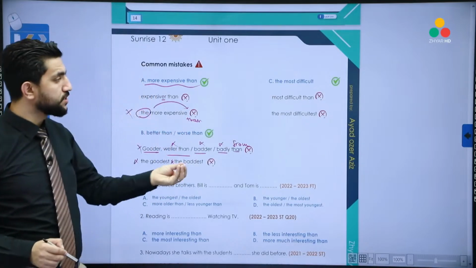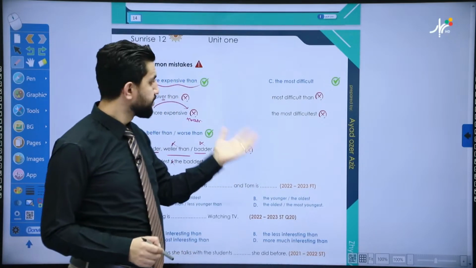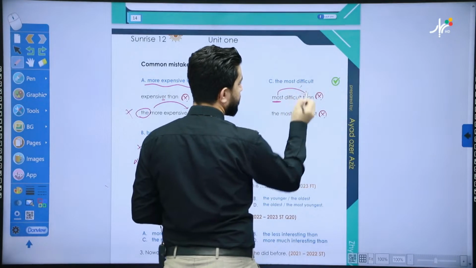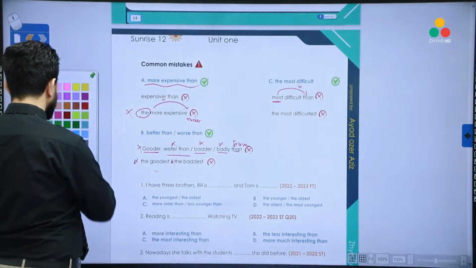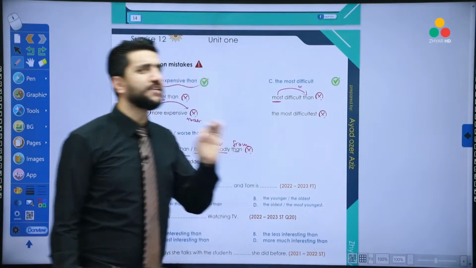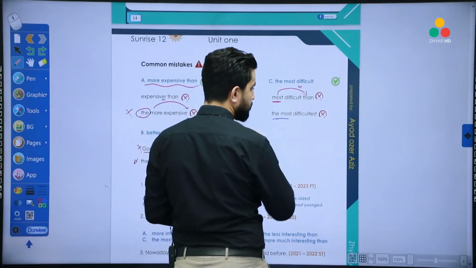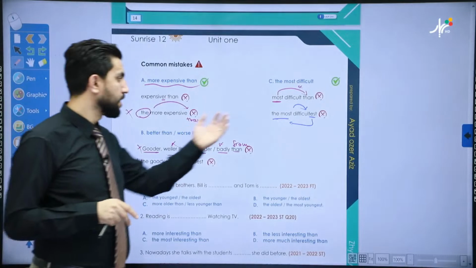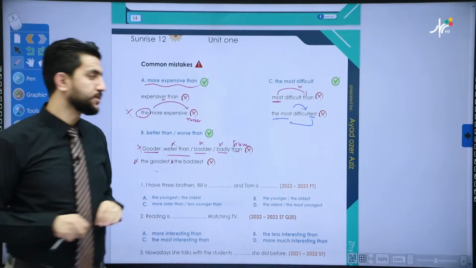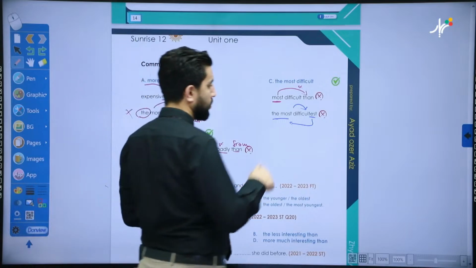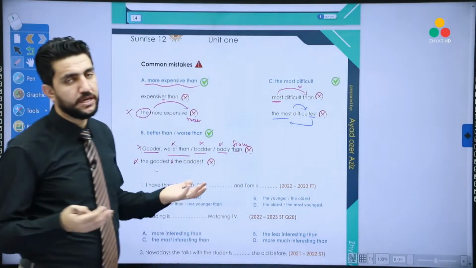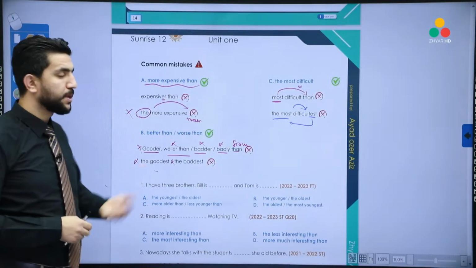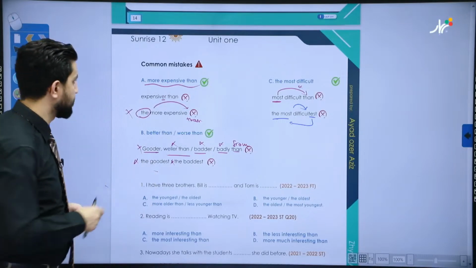And C, the most difficult is correct. But can we say most difficult than? No. Most with than, they never go together. We don't use most with than. The most difficult test. The most is correct, but we don't say difficult test. So est or er and more together, they don't come together. Est and most don't come together as well. So you either add one or the other. You can say the most difficult, but you can say the easiest in this case. Okay, these are some common mistakes that we talked about. I hope you got benefit from it, and I hope you took notes for this.